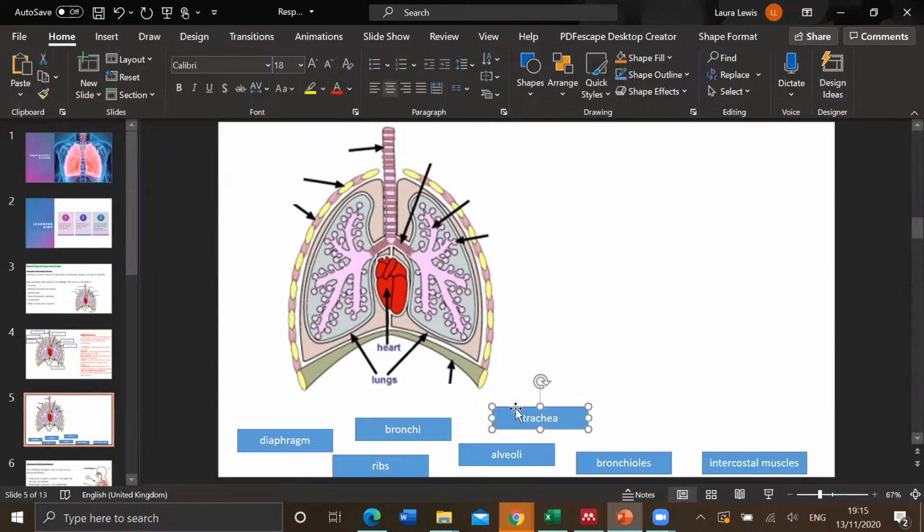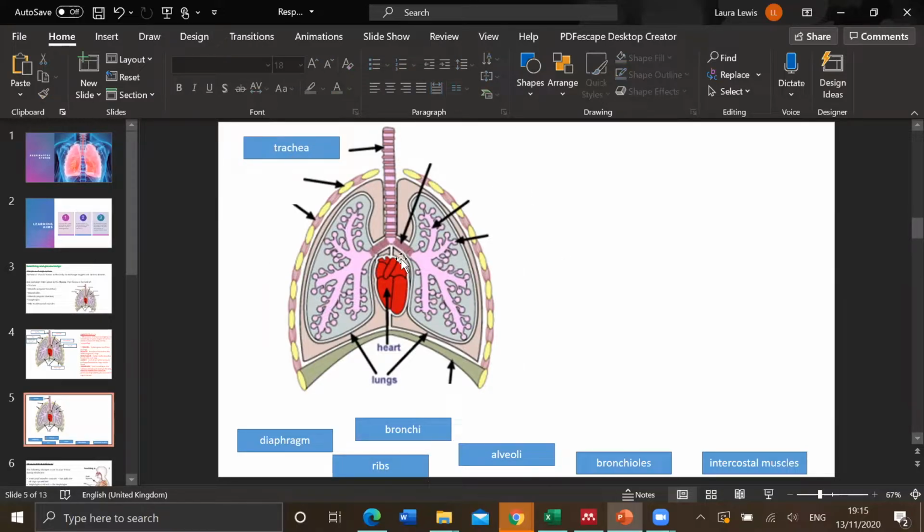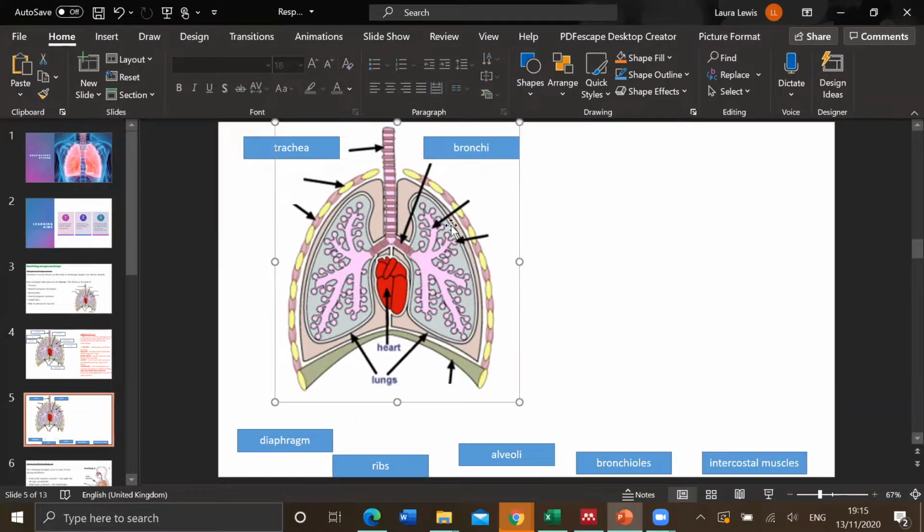This one, trachea. If you can't remember, just do it by process of elimination, which means do the things you know first, and then do the things you don't know afterwards. So we've got the bronchi, haven't we? The bronchi. Bronchioles.